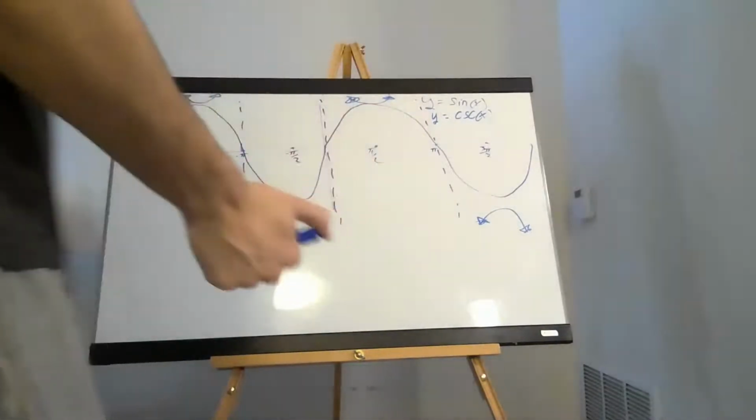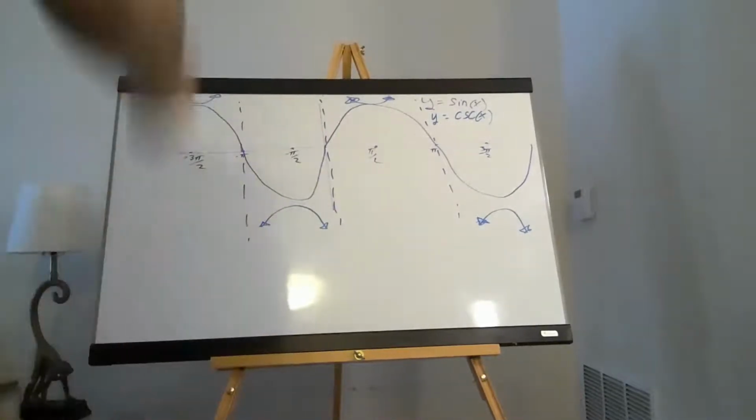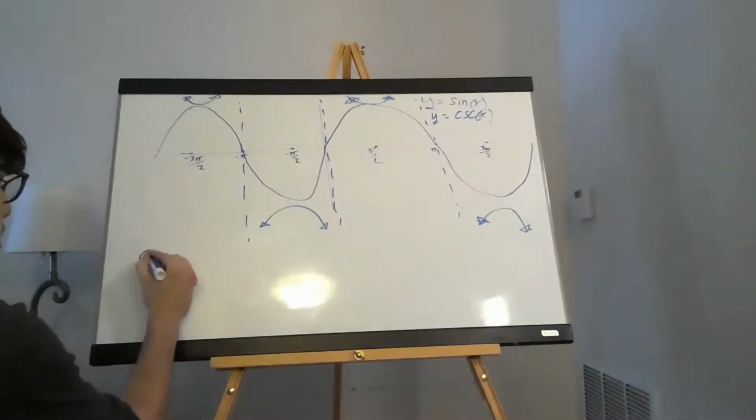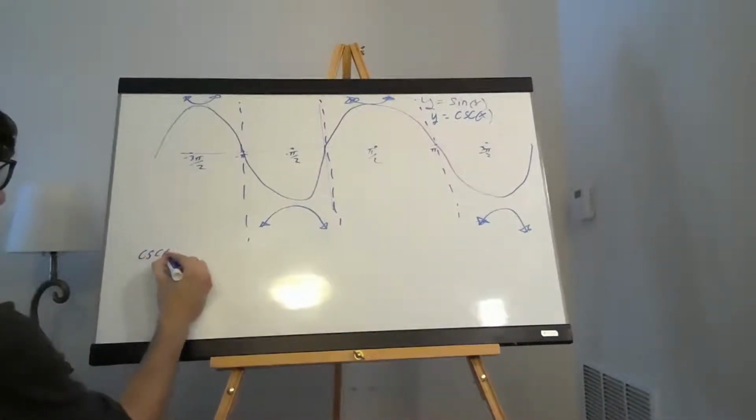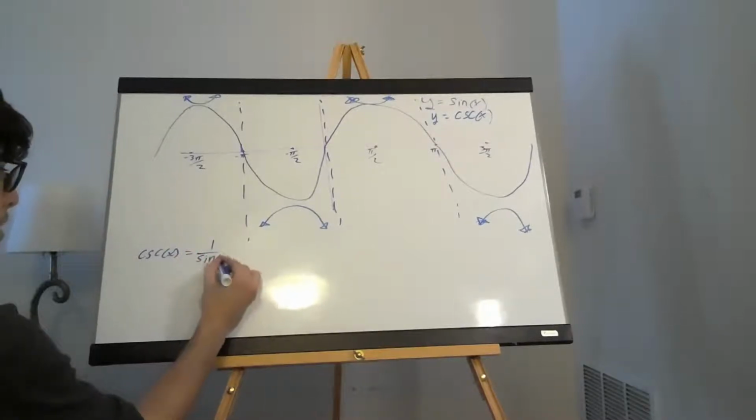So this is y equals sine of x, and then the blue is y equals cosecant of x, which is just, of course, we know that cosecant of x equals 1 over sine of x.